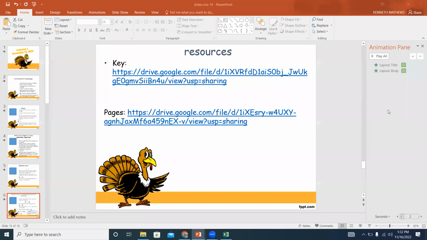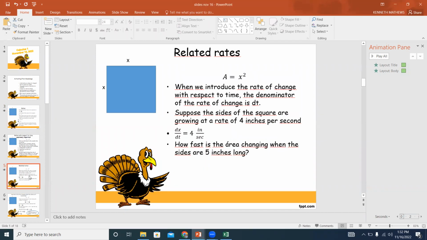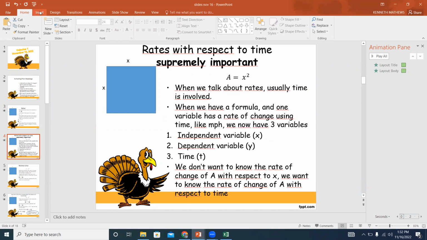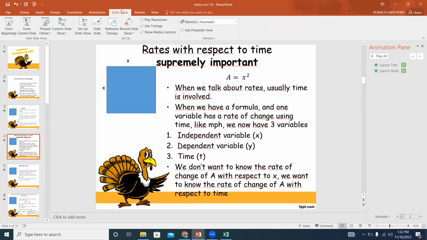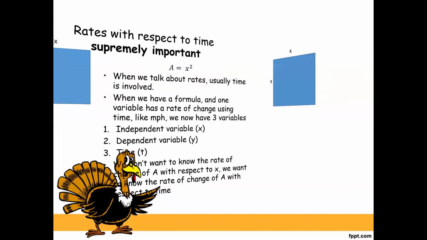So if we go back to this slide right here, look at this part right here. Basically, I just divided both sides by the dt. So dA over dt equals 2x times dx over dt. That's all I really did. All right, we talked about that already.